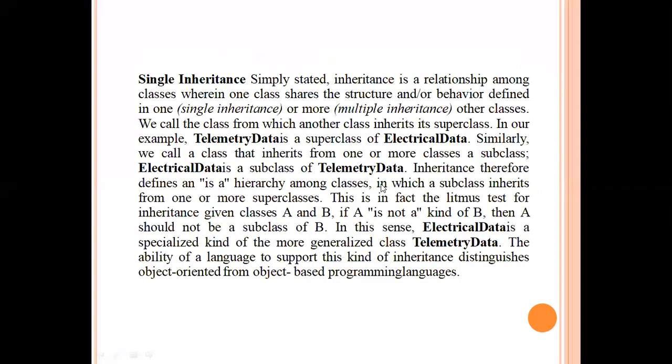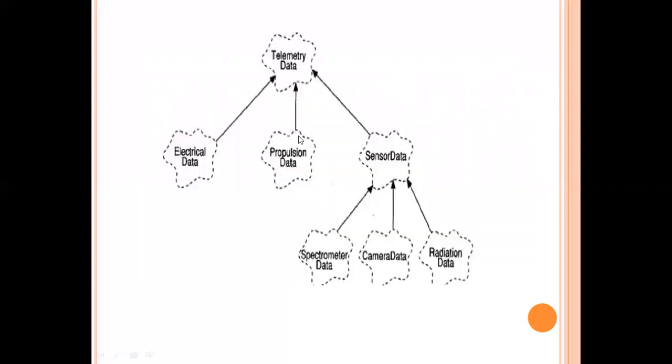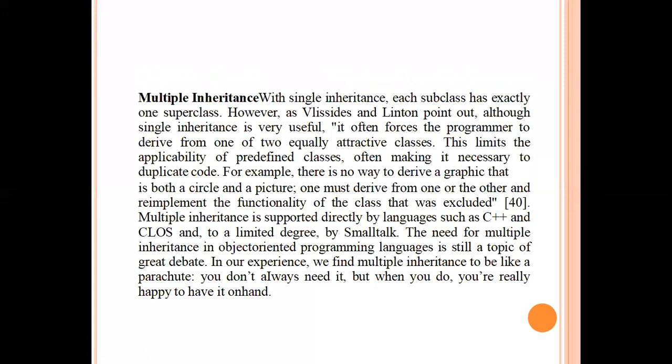So in single inheritance, a single class shares the attributes of a superclass. Here the subclass, electrical data, is one subclass, and it shares the attributes of the superclass, that is telemetry data. Next one, multiple inheritance. Multiple inheritance means a single class shares the attributes of multiple classes.